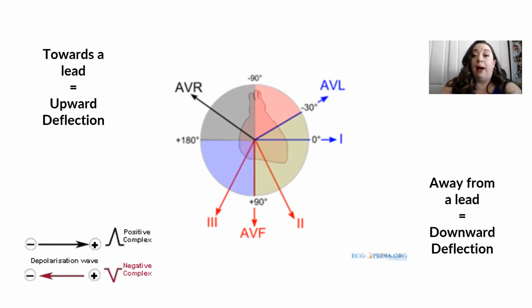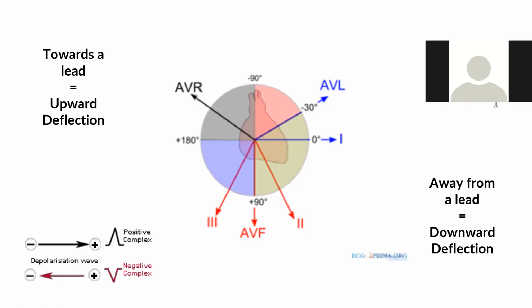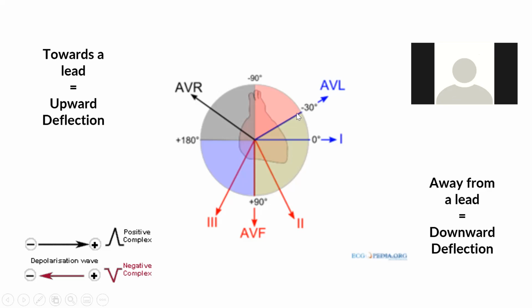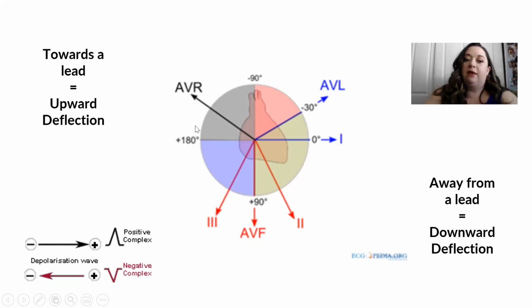In reverse, if you happen to look at an EKG and you choose to look at lead AVR, what do you think all those waves are going to look like? Upside down. Yeah, thank you. Everything's going to look upside down if you're looking at AVR.